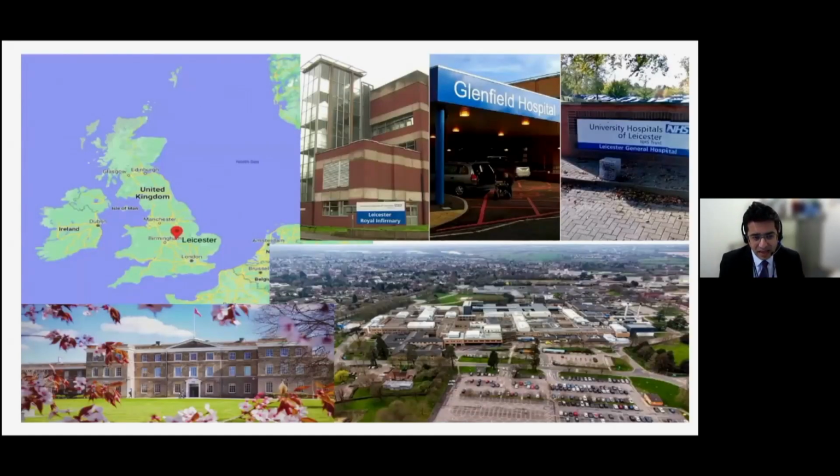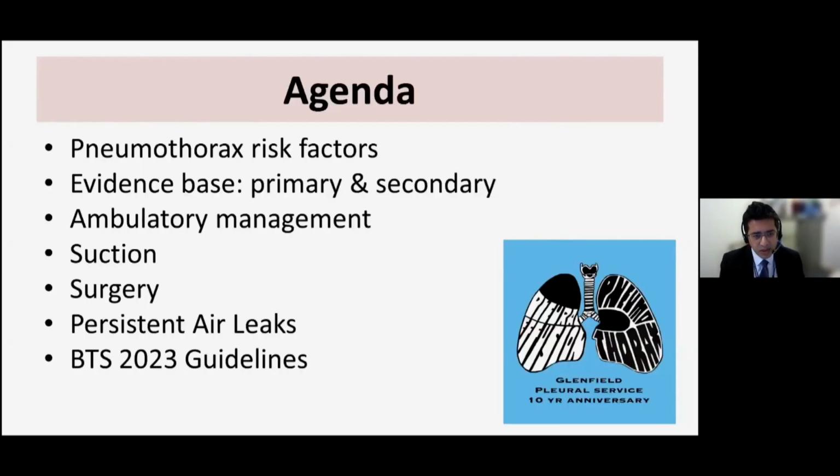I'm based in Leicester, which is about 100 miles from London, at University Hospitals of Leicester, which is affiliated to the University of Leicester, on the bottom left, and my hospital, Glenfield Hospital, is in the bottom right. In the next 20 minutes, I'm going to talk to you a little bit about pneumothorax risk factors, the evidence base for primary and secondary pneumothorax, ambulatory management, suction, a little bit about surgery, persistent air leaks, and illustrate this with the 2023 guidelines.